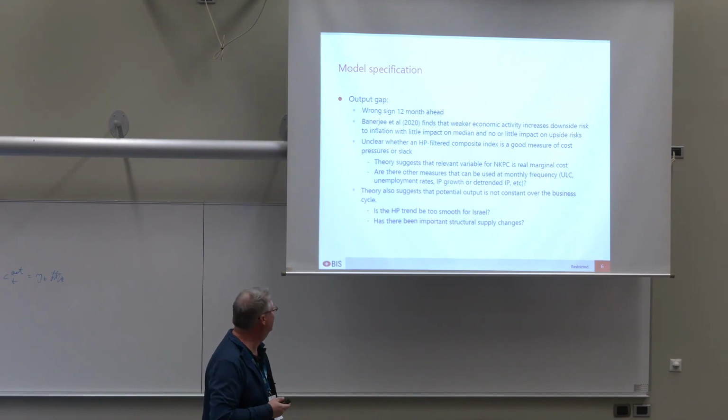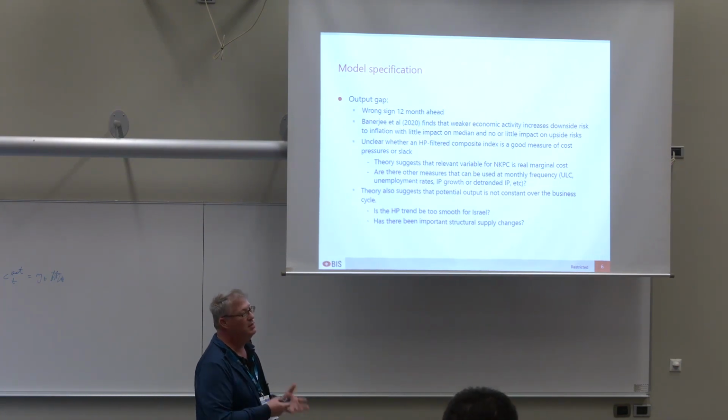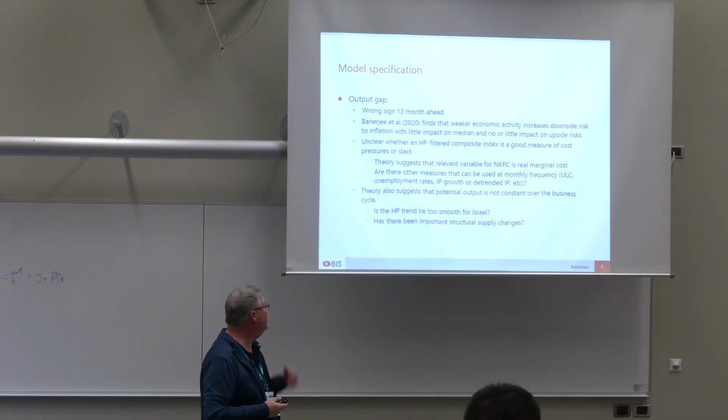Also, another question is whether the HP filter that you use to detrend your measure of economic activity is too smooth. I don't see how you have this estimate based on a regime switching model, so I'm not sure that detrending it with the HP filter is necessarily the right way. And also there might be some structural changes that I'm not aware of in the Israeli economy that might make the HP filter inappropriate.